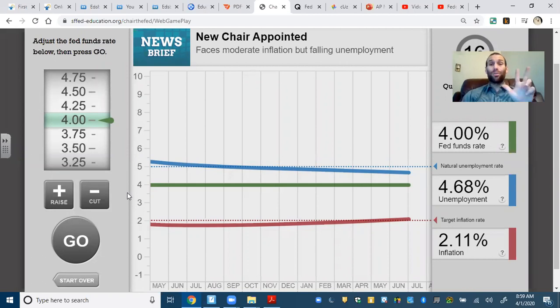Now it's giving you three things to consider. One is this blue line, the unemployment rate. What the Federal Reserve has is a dual mandate. They have two jobs. One job is to keep unemployment at the natural rate. Remember what we covered, structural and frictional unemployment? That creates a natural rate of unemployment. So they want to keep it there. And in this game, it's at 5%. So your first goal, keep unemployment at 5%.